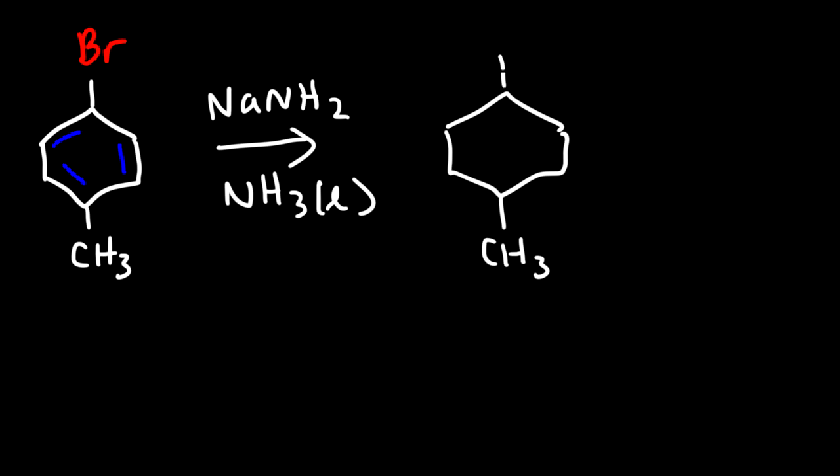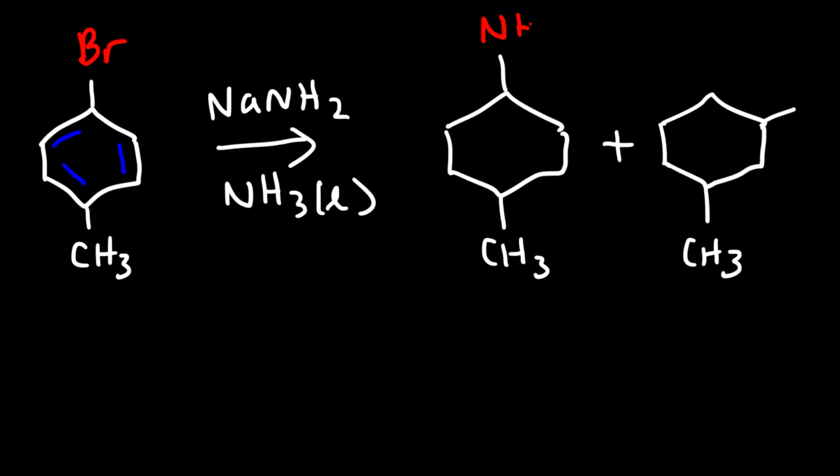It turns out that you don't get just one product, but rather you get a mixture of two products. The NH2 group can go on the para-carbon with respect to the methyl group, or it can be on the meta carbon. So why do we get a mixture of two products in this example? Well, let's find out. Let's go through the mechanism of this reaction to explain why.